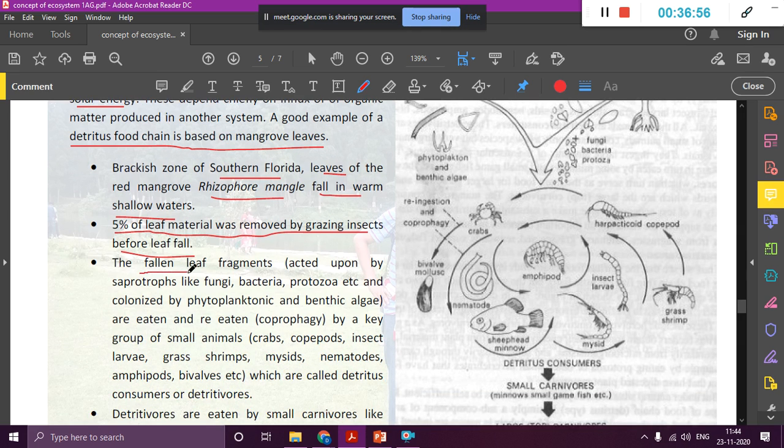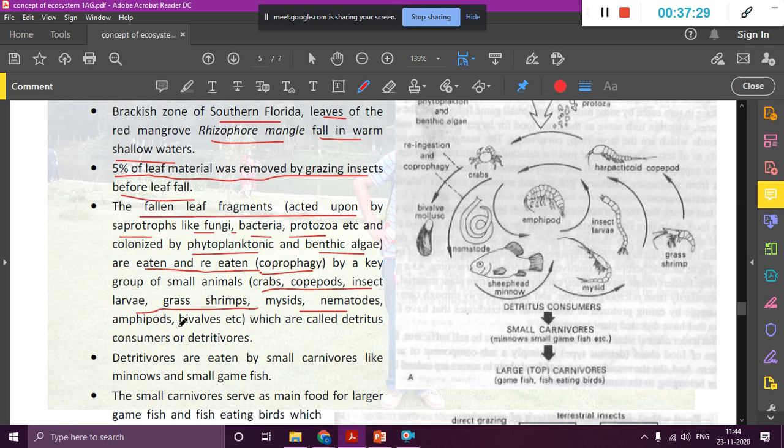The fallen leaf fragments are acted upon by saprotrophs like fungi, bacteria, protozoa etc., colonized by phytoplanktonic and benthic algae, and are eaten and re-eaten. That is, after they are eaten, they are excreted, then they are again eaten. That is known as coprophagy by a key group of animals like crabs, copepods, insect larvae, grass shrimps, mysids, nematodes, amphipods, bivalves, etc. And they are known as detritus consumers or detritivores.